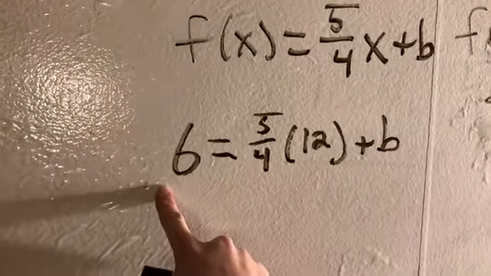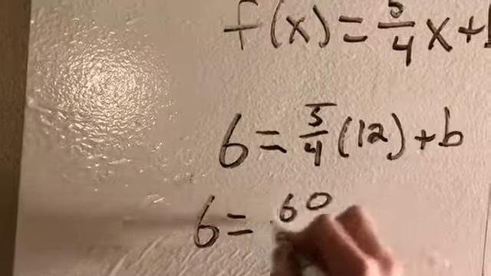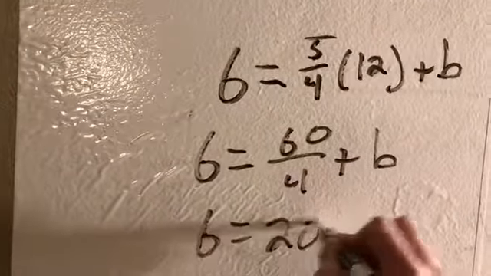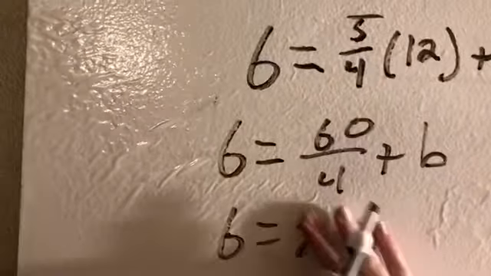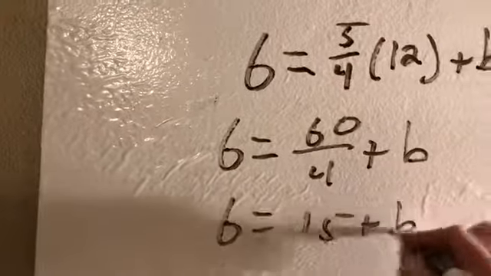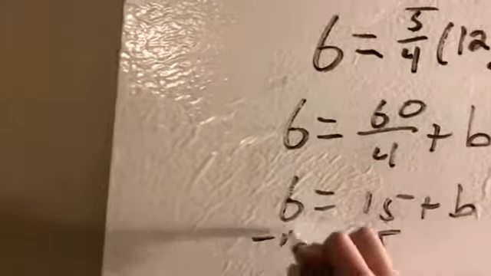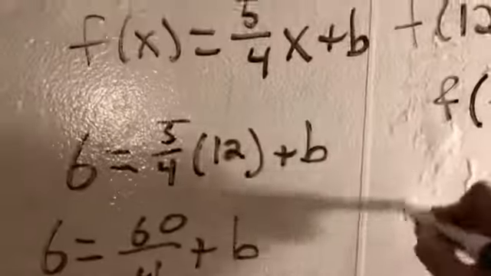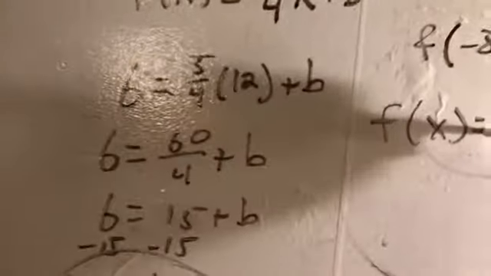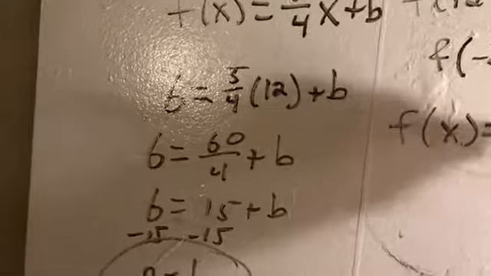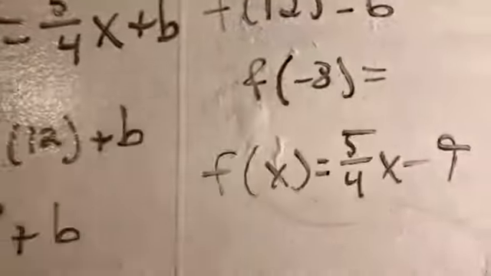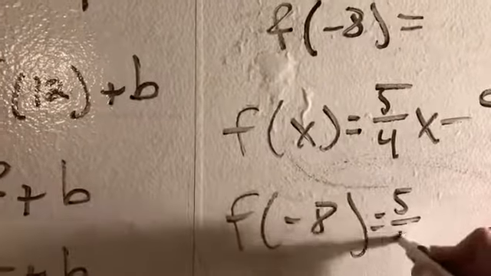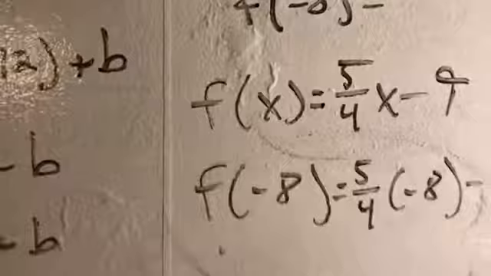So now we can make this happen. So 6 is equal to 60 over 4 plus b. 6 is equal to 20, nope, sorry, that's 15 plus b. I can subtract that 15 and get -9 equals b. So I know that the actual f of x is 5 over 4x, and then I know my b is actually -9. And now I can plug in the -8 and PEMDAS that down.